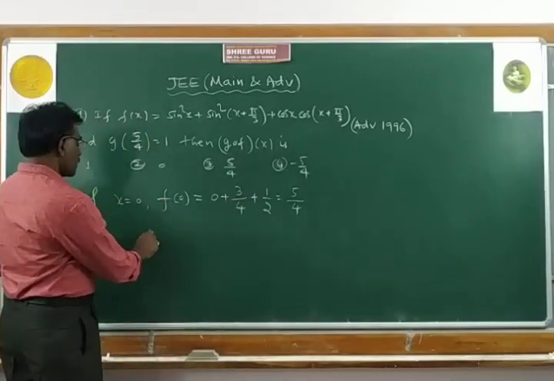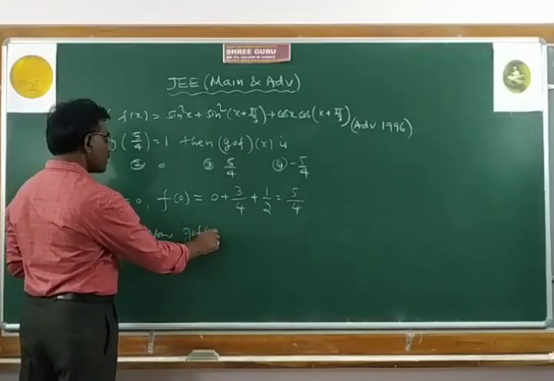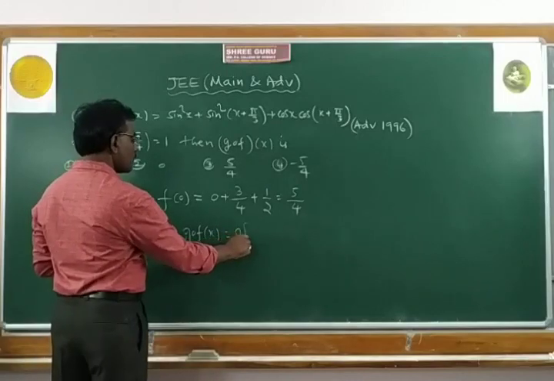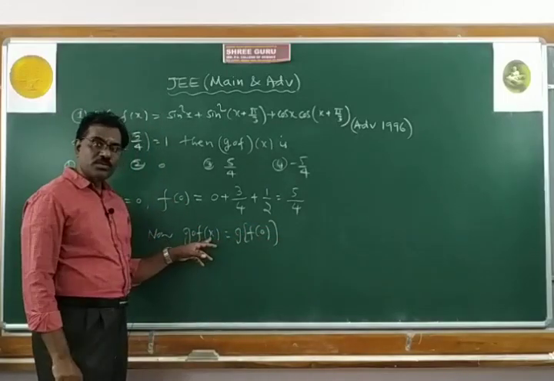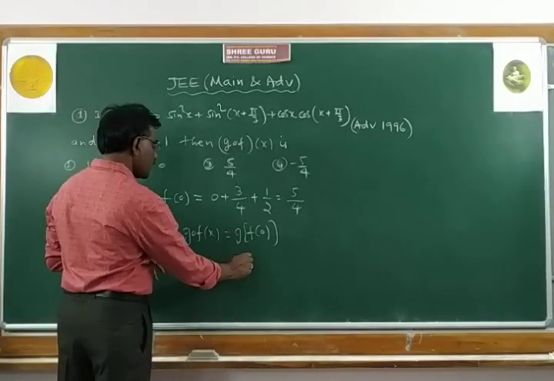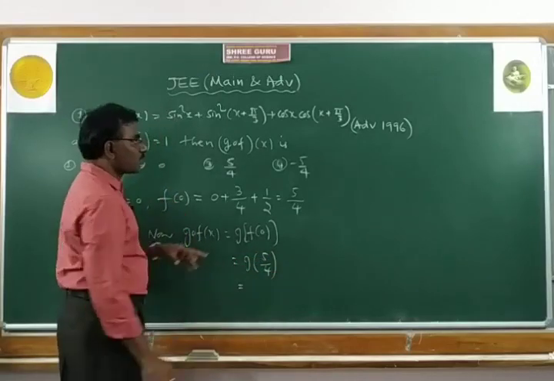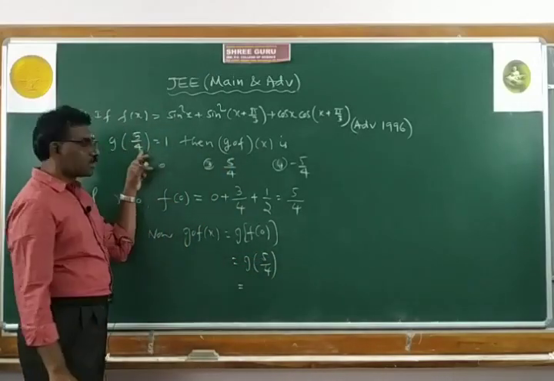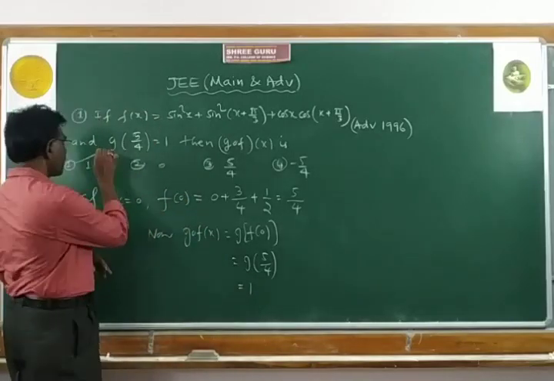Now what is the question? Now g composition f of x, the composition function. Now I am taking x as 0, g of f of 0, which is g of 5 by 4. It is given that g of 5 by 4 is 1. So it is 1. So what is the option? 1 is the correct one.